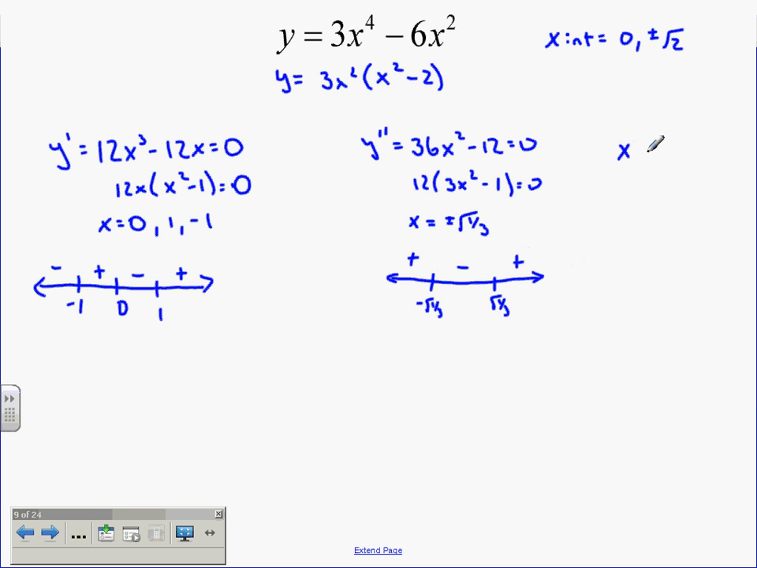Okay, now I'm going to go ahead and put all of these things onto an xy table. So first I'll put the intercepts: 0, plus root 2, and negative root 2. Now these are all x-intercepts, so they're all 0 values. Next up, put a little divider line, I'm going to put the critical numbers. The critical numbers are negative 1, 0, and 1.